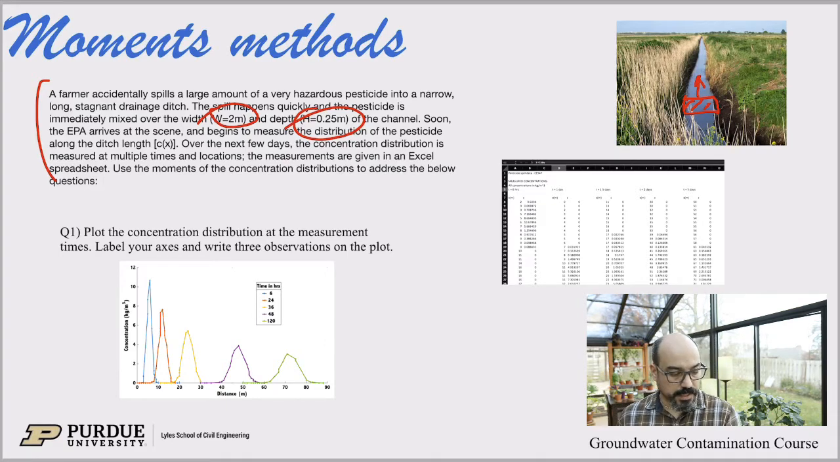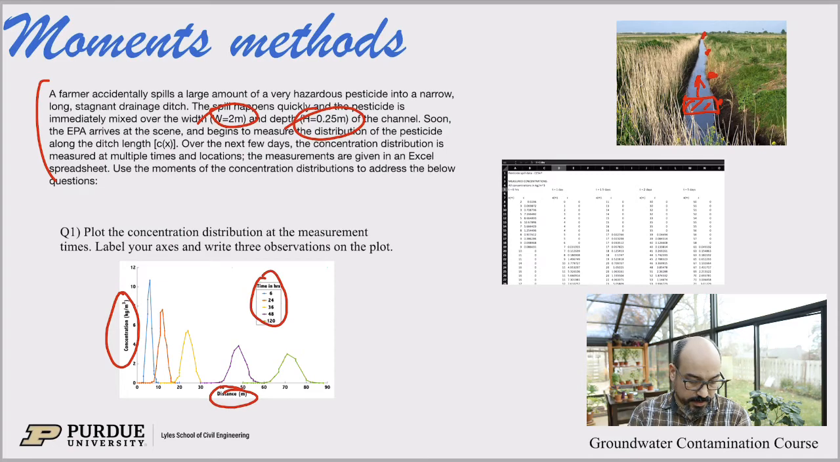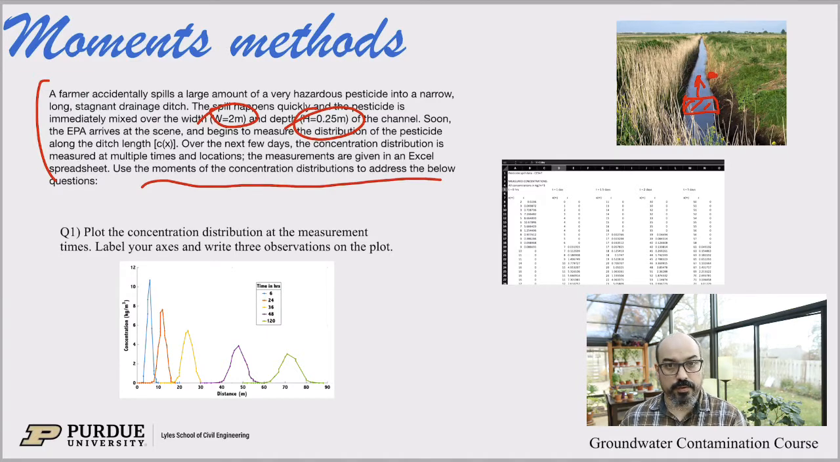Now the EPA comes and takes some measurements, right, at different positions along the ditch, and they measure for the next few days. So again, here is the data, concentration through space, and here at different times, right? So this is the first day when they come, and then after 24 hours, after 36 hours, 48, 120. Okay, so this is the data that they find. Use the moments of the concentration distributions to address the questions below.